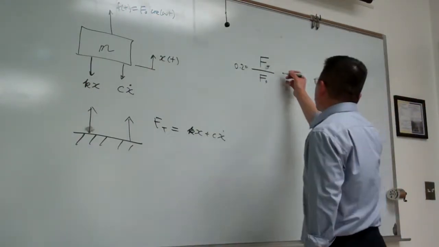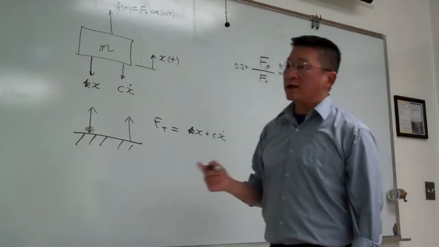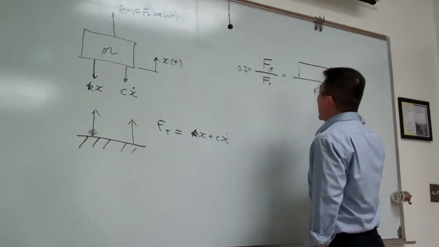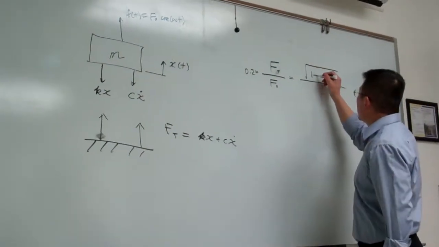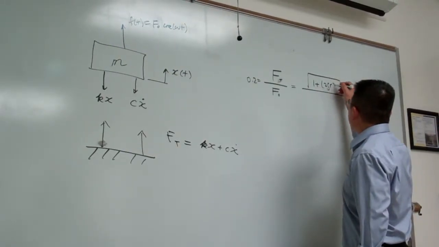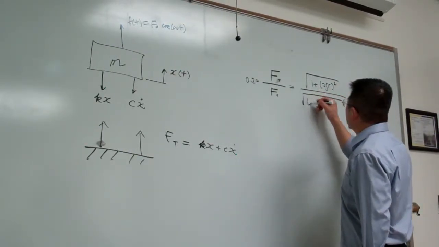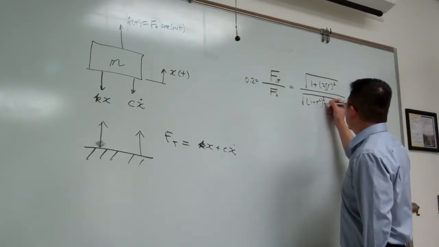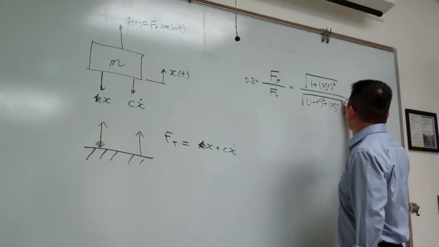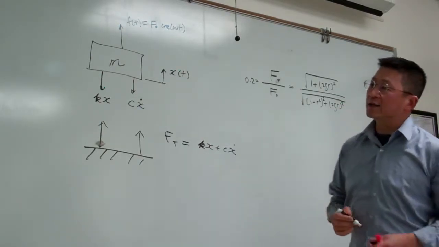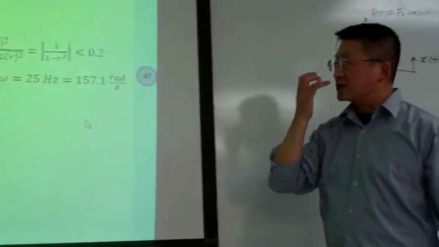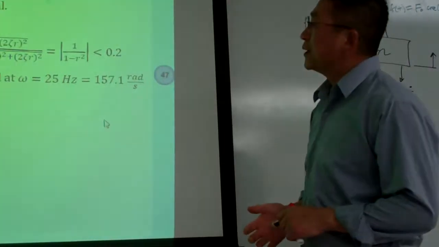Now we plug into our previous equation, which is this one: 1 plus (2 zeta r) squared, over (1 minus r squared) squared plus (2 zeta r) squared, all under a square root. We plug in here and require that number to be equal to 0.2, or less than or equal to 0.2.